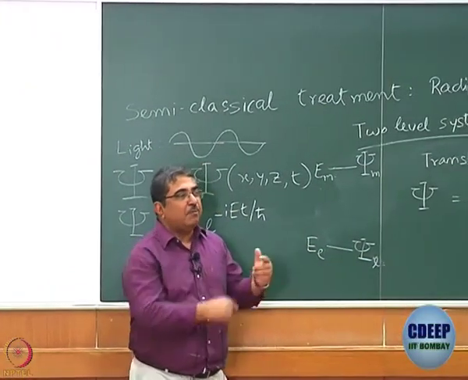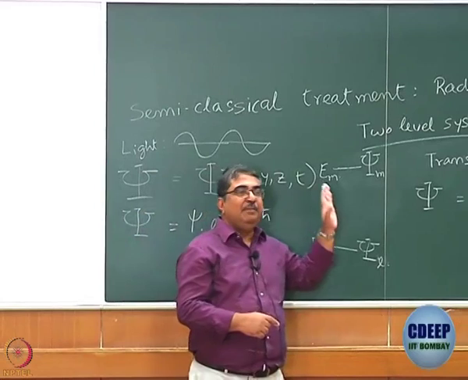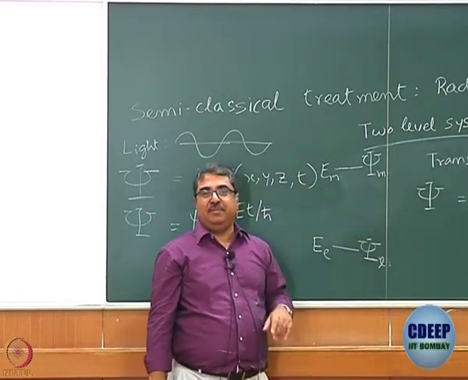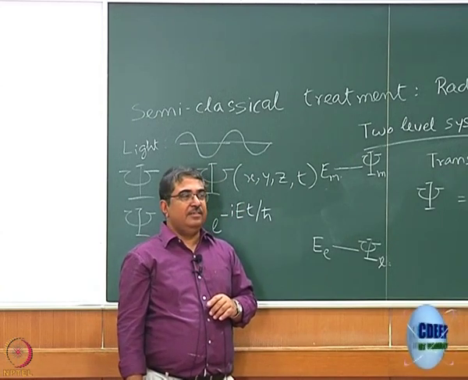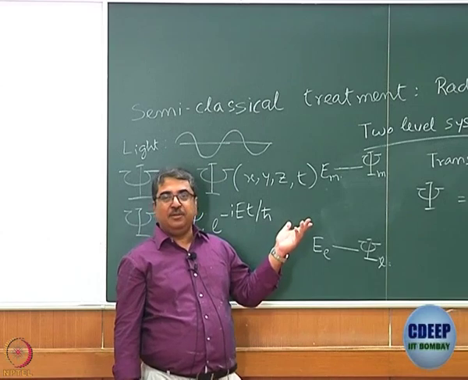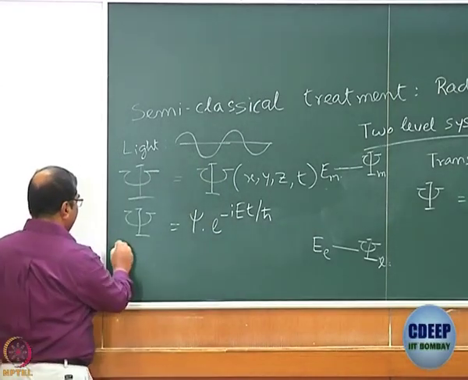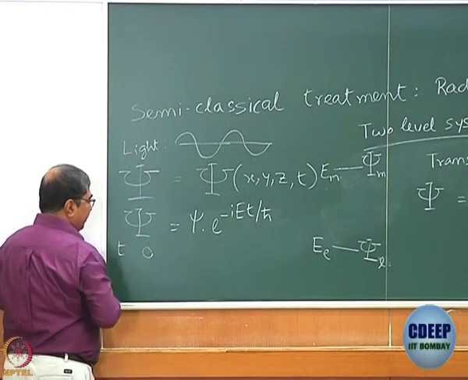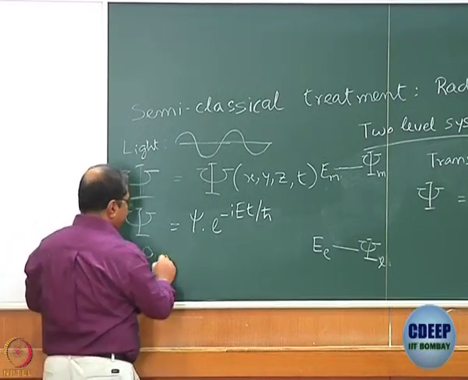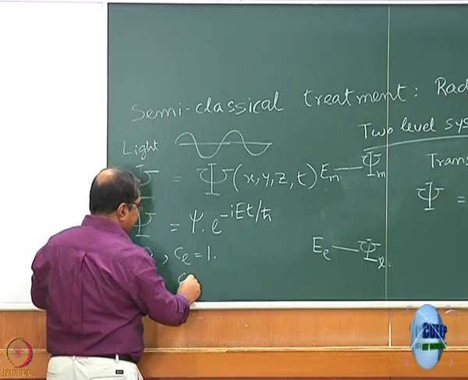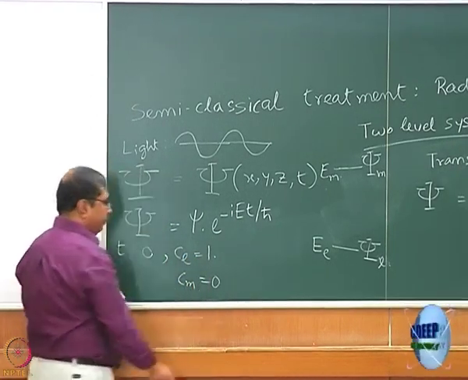Alright, let us go back one step and think, at time t equal to 0, what is the value of Cl, what is the value of Cm? Cl is equal to 1 and what is Cm? 0. So, I will just write that down so that I do not forget. At time t equal to 0, Cl is equal to 1 and Cm equal to 0.